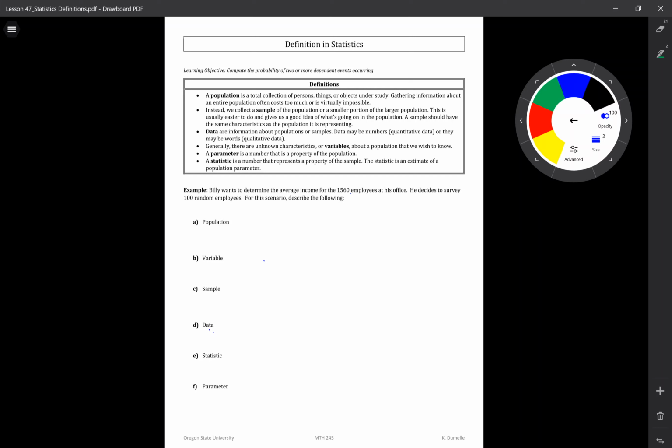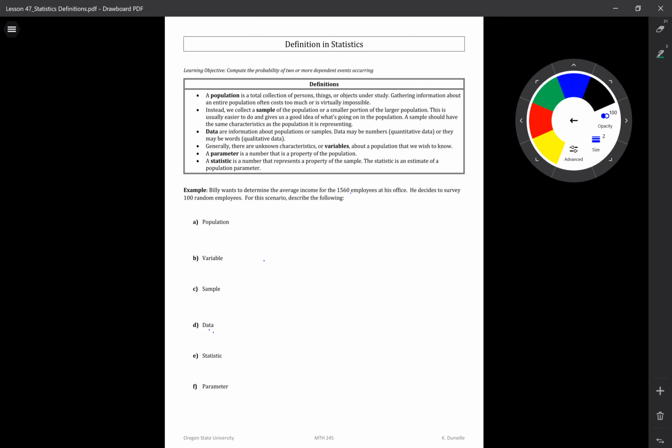Data are information about populations or samples. Data can be numbers. We call those quantitative data, like age, income, stuff like that. Or they can be words. We call those qualitative data, stuff like hair color, favorite food, stuff like that.